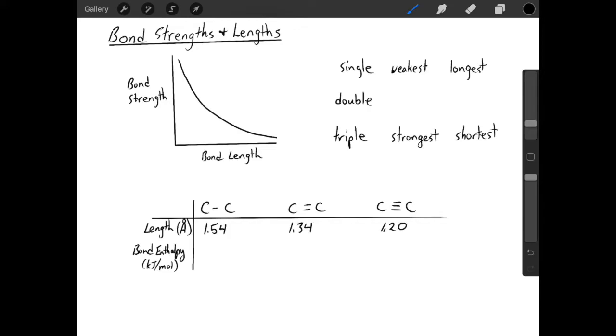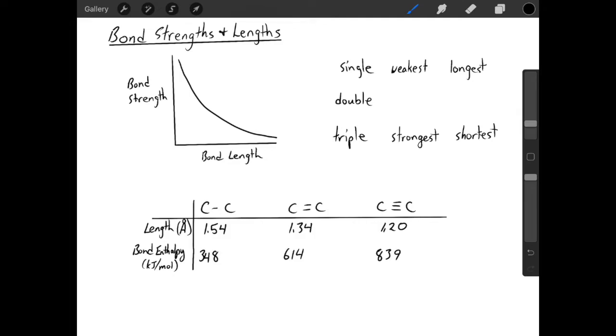So approximate average bond lengths go from carbon-carbon single bonds at 1.54 angstroms to carbon-carbon triple bonds at roughly 1.2 angstroms. And we can see that the bond enthalpies and the bond strengths are going to follow the opposite trend. We see that the carbon-carbon single bonds are relatively weak at 348 kilojoules per mole, all the way up to carbon-carbon triple bonds, which are very strong at 839 kilojoules per mole.